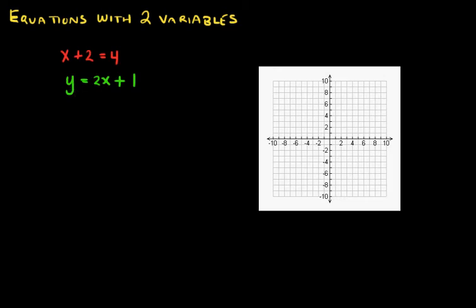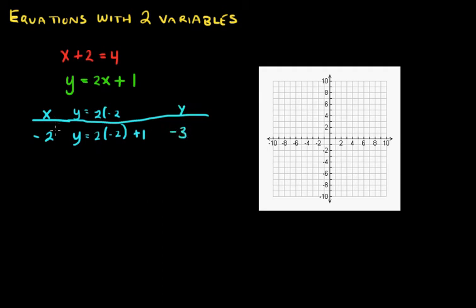So let's play around for a second and let's just say that x is negative 2. If we were to plug in negative 2 into this equation right here, I'd get y equals 2 times negative 2 plus 1. Okay, so well, what is that? That's negative 4 plus 1. That's negative 3. So y is negative 3 when I plug in negative 2.